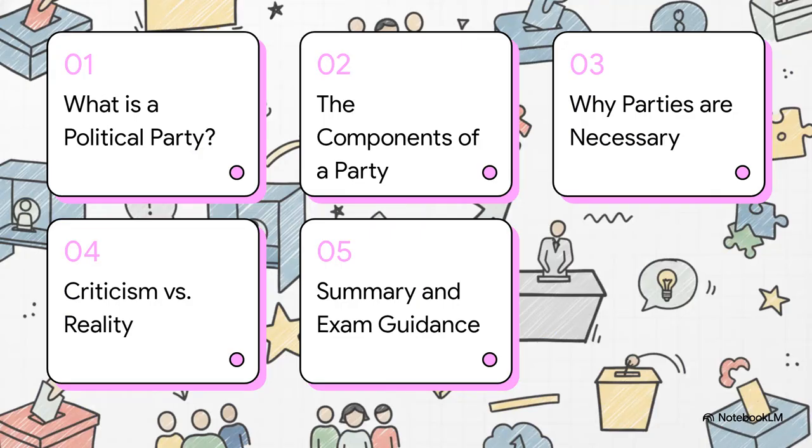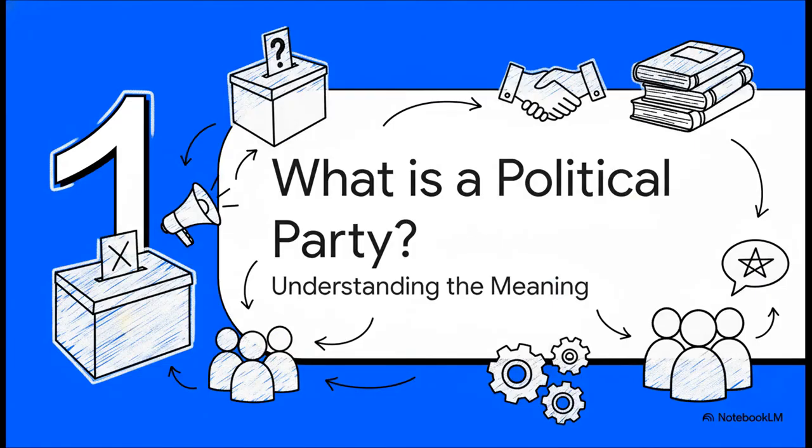So to understand this topic properly, we're going to cover it in a very structured way. We'll start with the very basics, what a political party is. Then we'll look at its different parts or components. We'll ask a very important question: why are parties necessary at all? Then we'll look at a bit of a paradox before we summarize everything and I give you some guidance for your exams. Okay, let's dive right in.